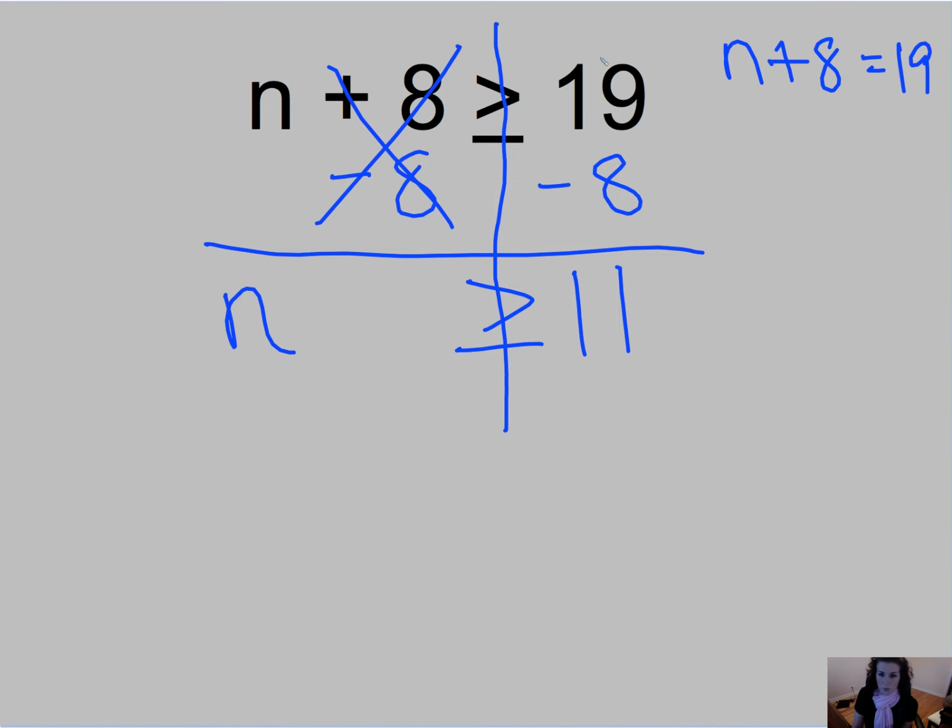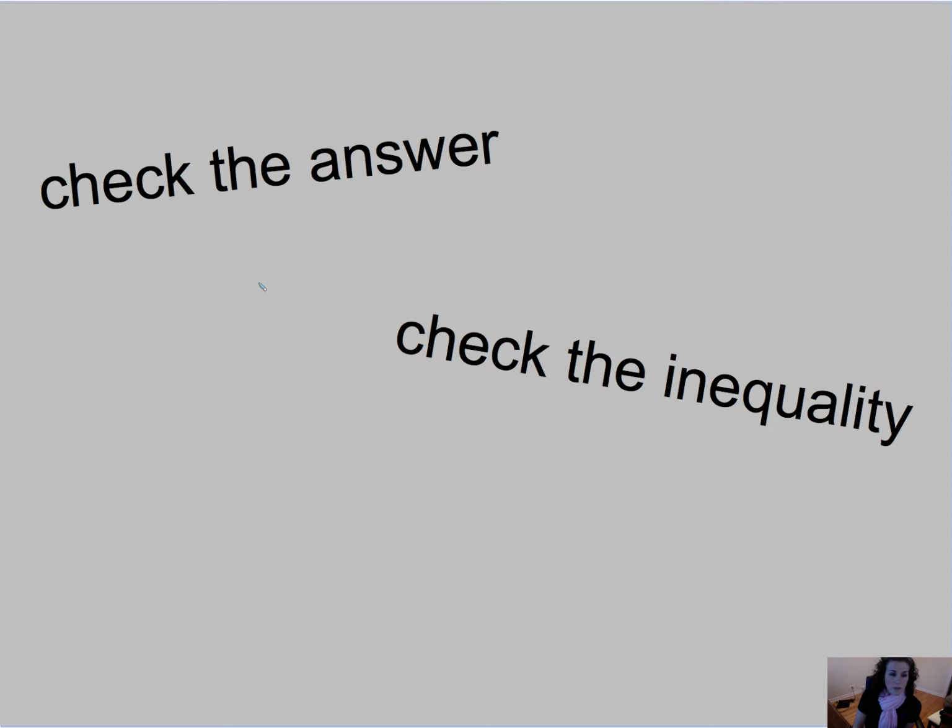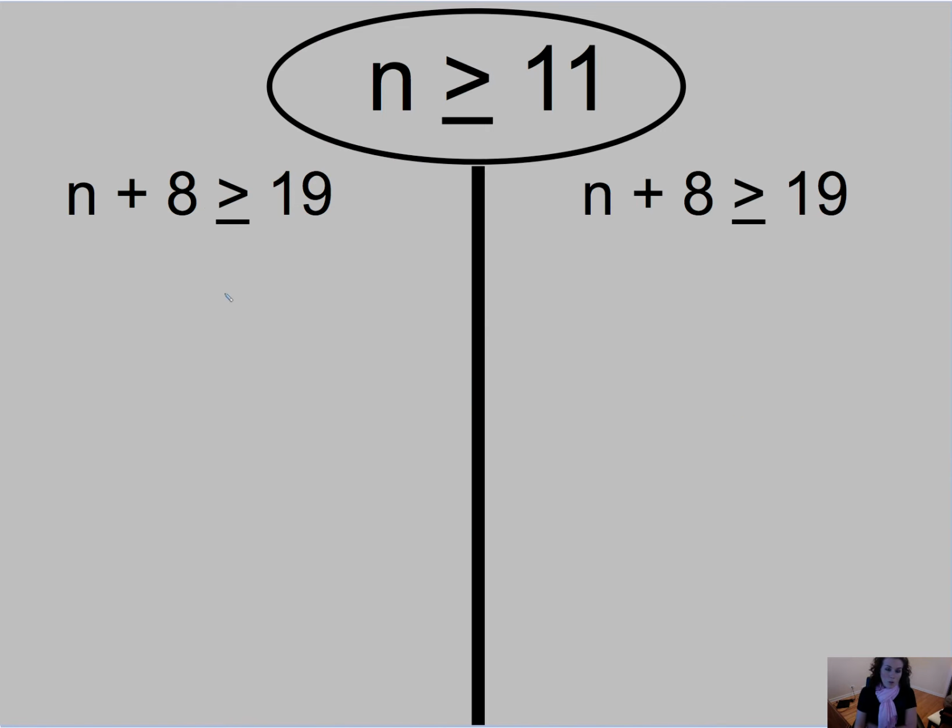The only difference between equations and inequalities is that when you go to check it, write this down, not only do you need to check the answer, which is what we're used to, you also need to check the inequality. So I'll show you how to do that. When we check the answer here, we just want to check, was 11 the correct numerical answer? So I plug in 11 in place of n.